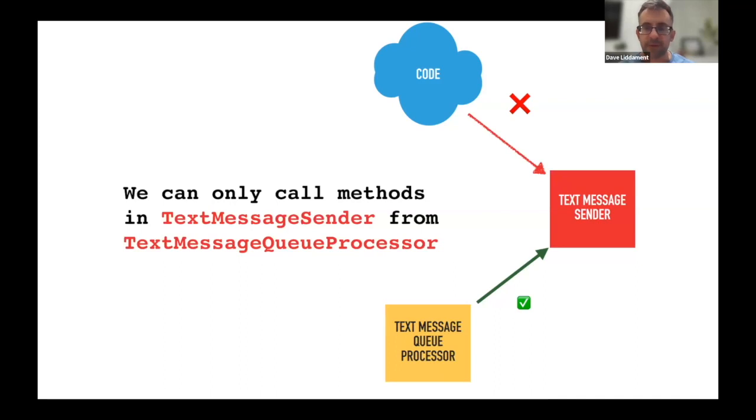So I have a process where I want to send text messages, and sending a text message is relatively very slow. It's got to do an HTTP request, maybe that will fail, maybe it'll be slow. So I don't want my normal code to call a text message sender directly, so I don't want my code in blue to do this. Instead, I'll put something on a queue to say, I want you to send a text message. And it is only the text message queue processor, the yellow box, which is allowed to talk to the text message sender, which is allowed to call anything on the text message sender.